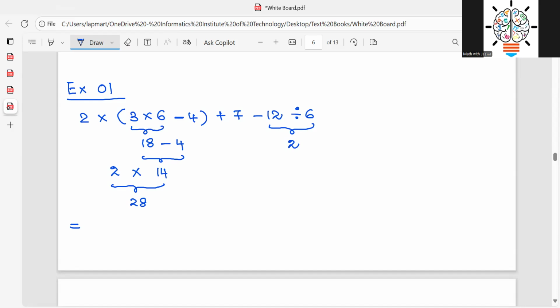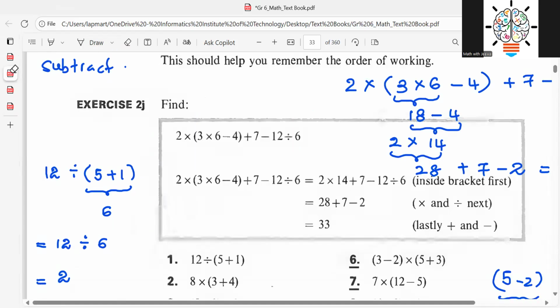It gives me 28. That 28, I add 7 and subtract 2. 28 plus 7 is 35, minus 2. The answer is 33, right? The answer is 33. Hope it is clear, right?